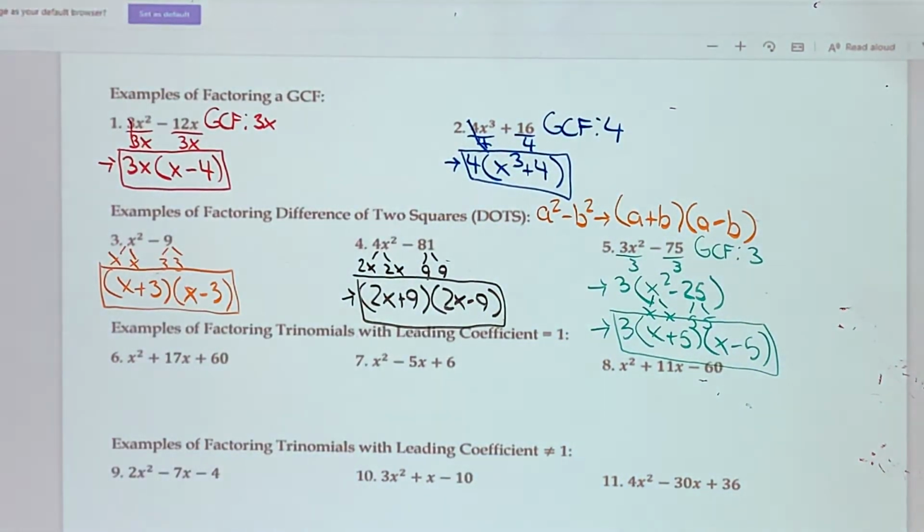Okay, so take a second to look at that, and I just want to make sure you guys can see the board as I'm going over this stuff, which you can. Okay?